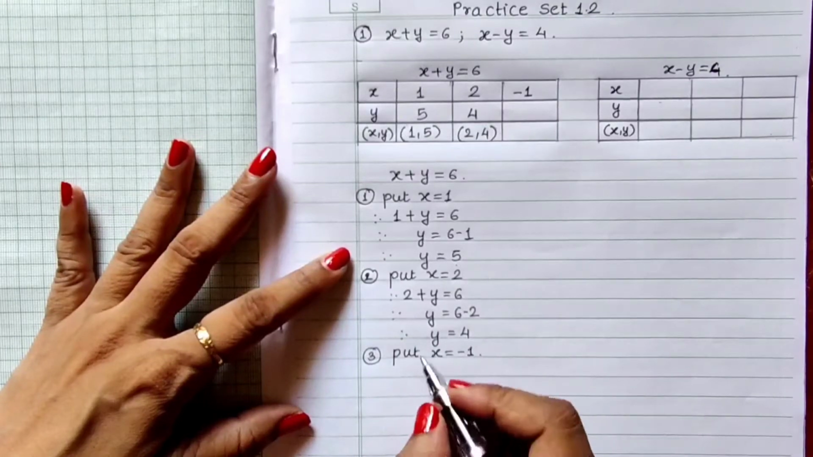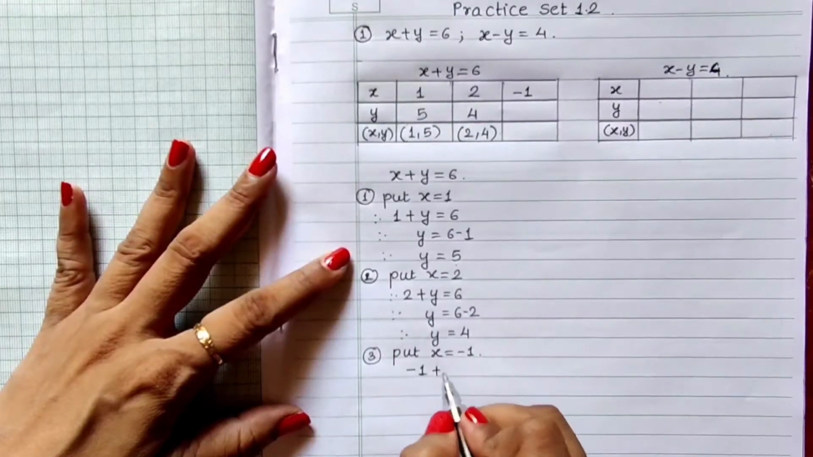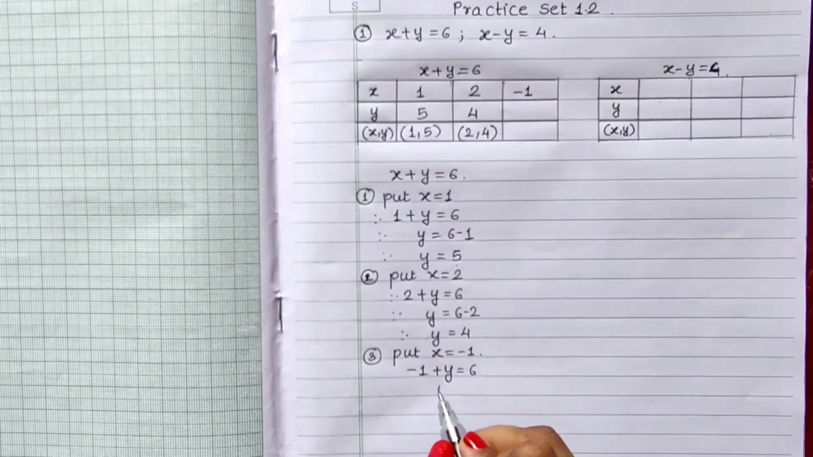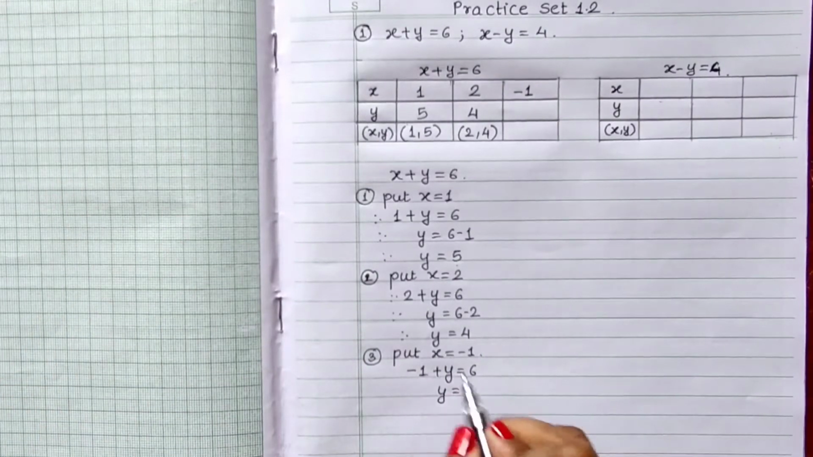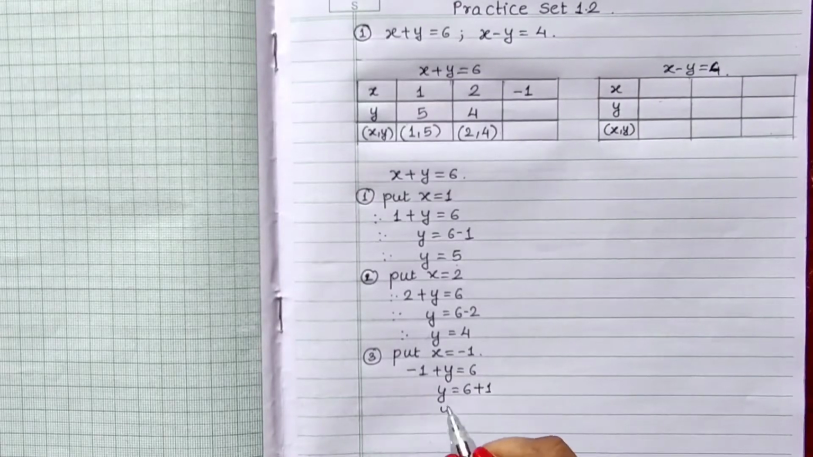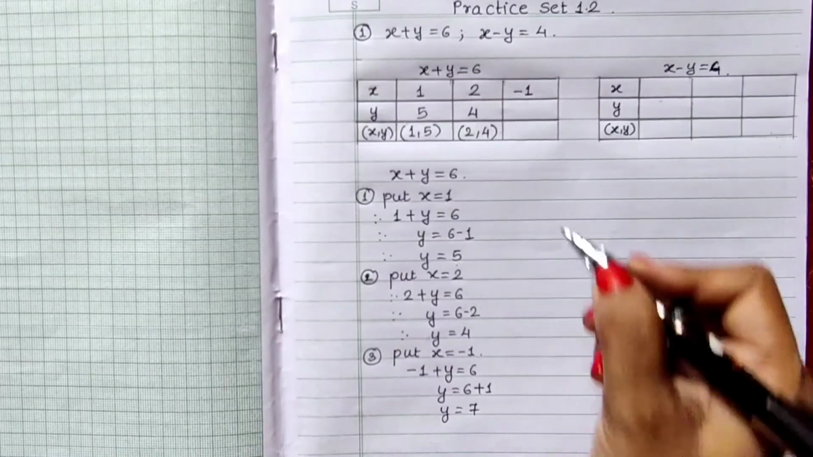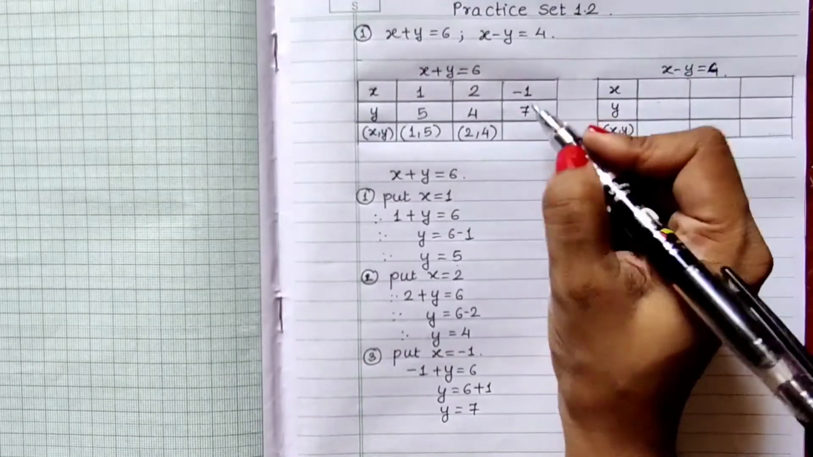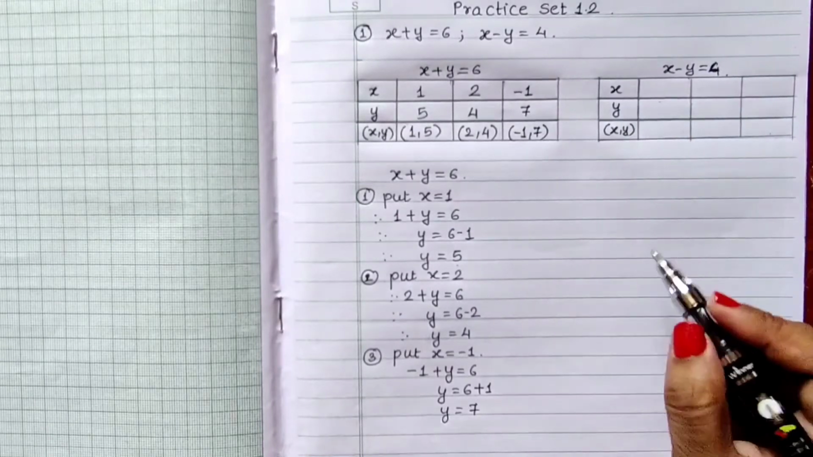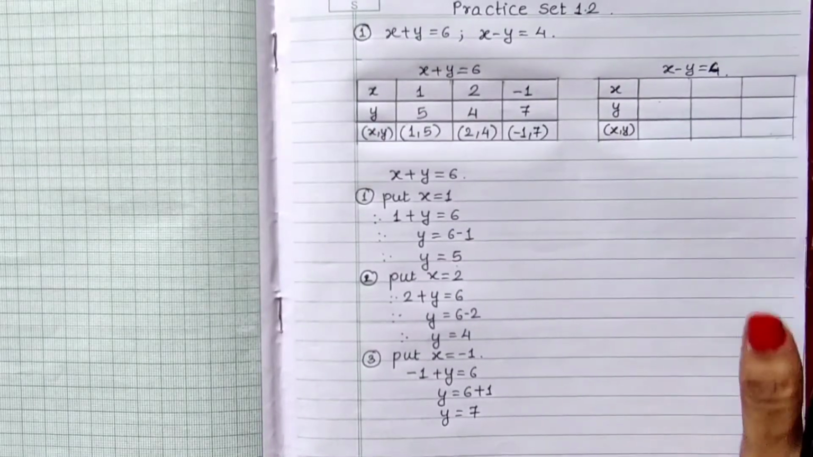We can get the value of y. Minus 1 plus y is equal to 6. Okay, and then y is equal to 6 as it is. Minus 1 shifted on the right hand side becomes plus 1. So y is equal to 7. In this way the y coordinate we have got is 7. So the coordinates are minus 1 and 7.